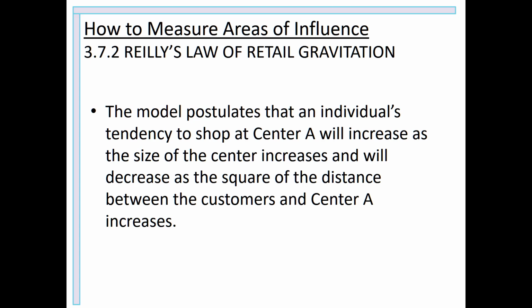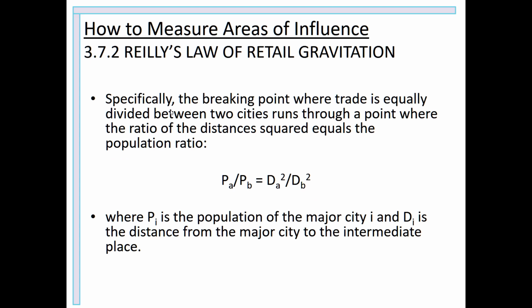gravitation. The model postulates that an individual's tendency to shop at a center A will increase as the size of the center increases and will decrease as the square of the distance between the customers and center A increases. If you have any knowledge of physics, you see that this is similar to the law of gravitation. Specifically, and that will be easier to see in an example, but let's read the definitions.